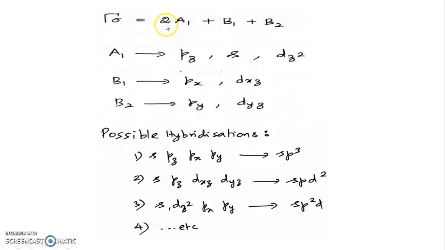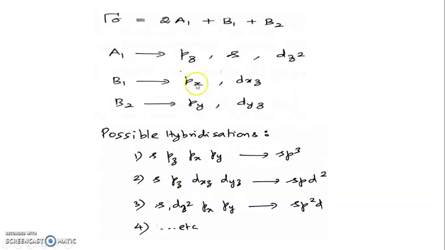Now since the irreducible representations are 2a1, 1b1, 1b2, we should choose 2 orbitals from a1, 1 orbital from b1 and 1 orbital from b2. So we can write many possibilities. First I will take these two: from a1 I will take s and pz. Then take 1 orbital from b1 and 1 orbital from b2, px and py. This gives you an sp3 hybridization. Are you able to follow? So this is one possible hybridization for the water molecule.